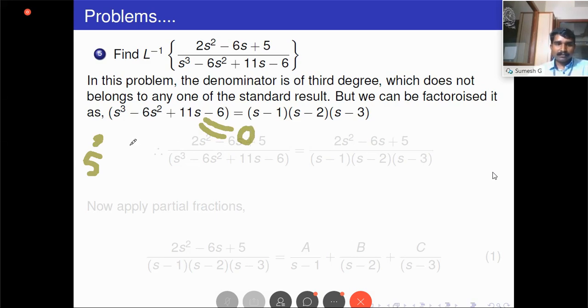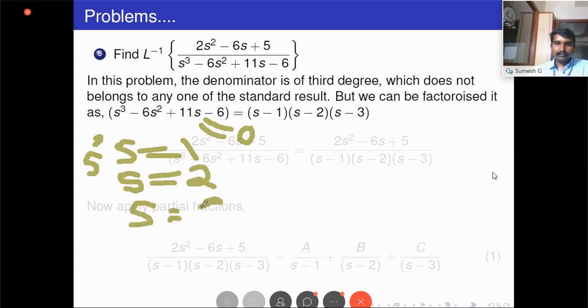And we obtain the roots as s equal to 1, s equal to 2, s equal to 3. So the corresponding factors are s − 1, s − 2 and s − 3. So the denominator is factorized as (s − 1)(s − 2)(s − 3). This is a product of these three terms. Now the denominator becomes a product of three terms.